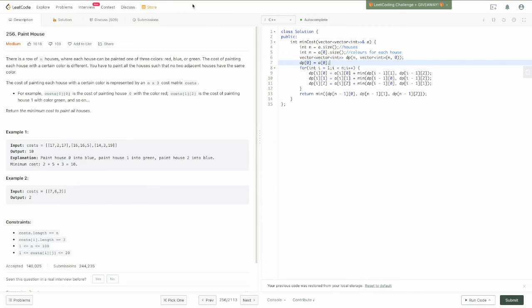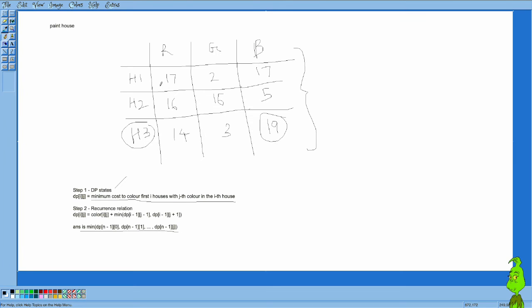Now from the second row, for house, so this dp[i][0], what is this? This is like coloring the ith house. So here we are taking the second house, you are coloring it with the 0th color. Then you are taking the cost directly, and then you are taking the minimum of all this from the other on the previous row. On the previous house, you cannot color it with the same color. So this is the concept.